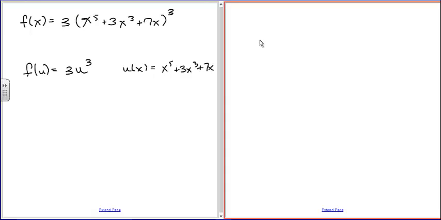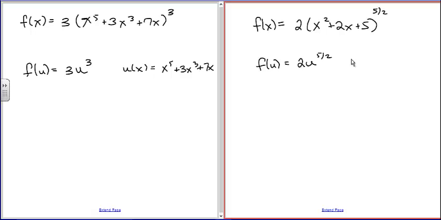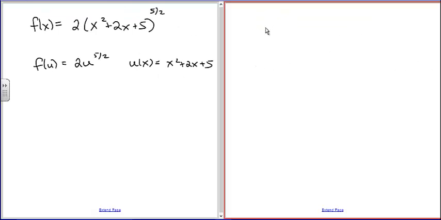Okay, next one. So it's really just like the last one. You have f of u is 2u to the 5 halves, and u of x is x squared plus 2x plus 5. Again, u of x is in the parentheses.